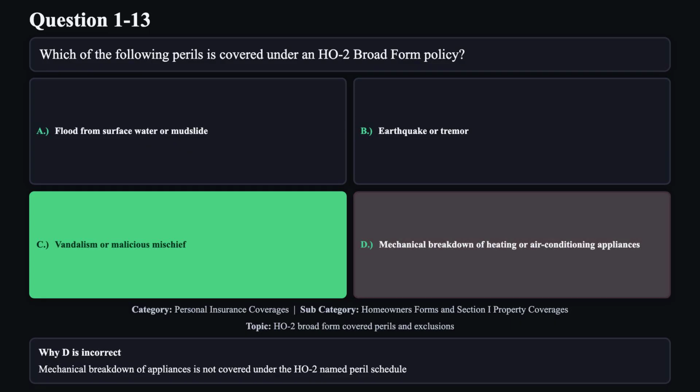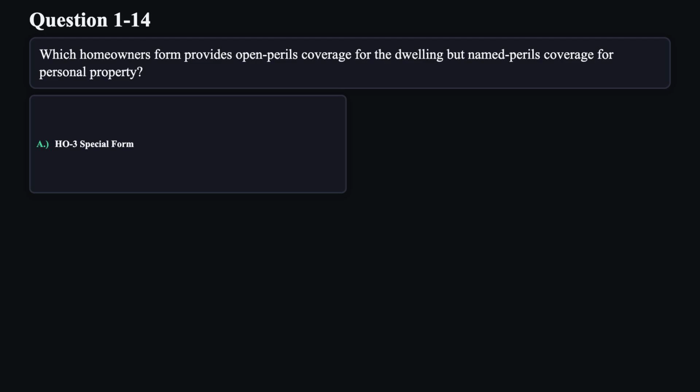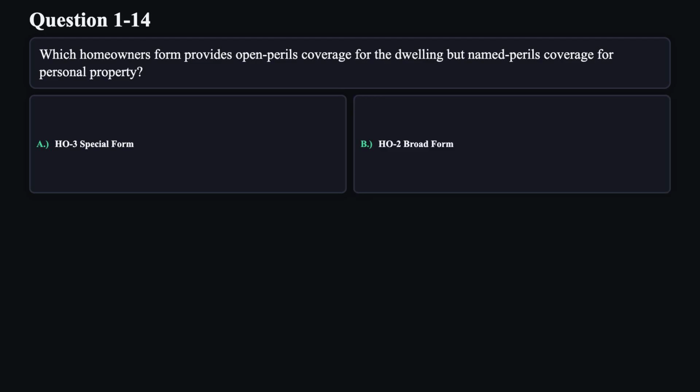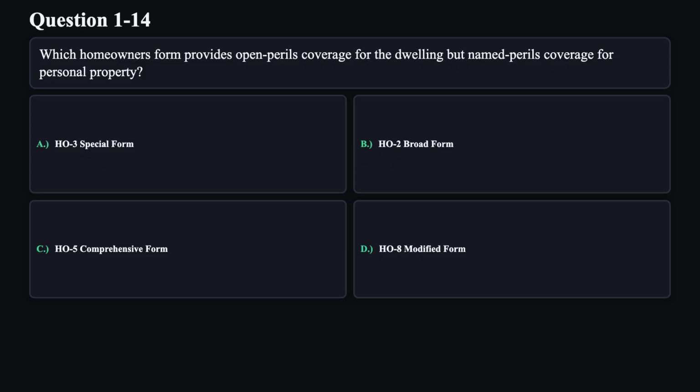Reason D is not correct. Mechanical breakdown of appliances is not covered under the HO2 named peril schedule. Question 14. Which homeowner's form provides open perils coverage for the dwelling but named perils coverage for personal property? A. HO3 special form. B. HO2 broad form. C. HO5 comprehensive form. D. HO8 modified form.